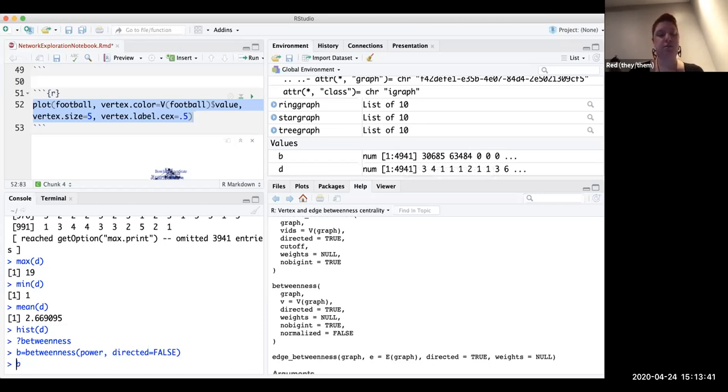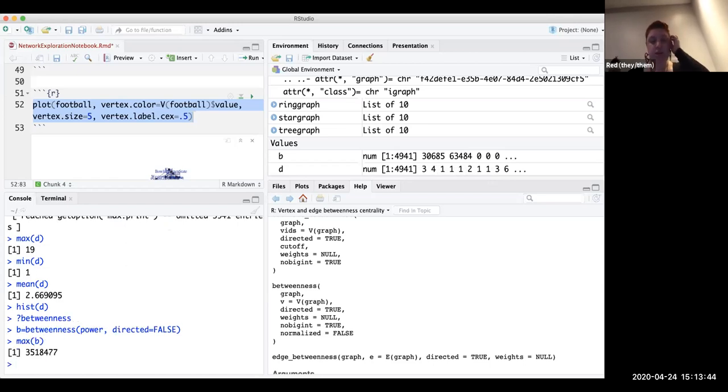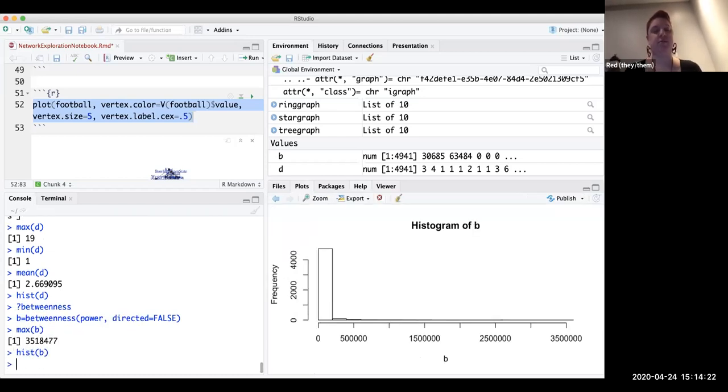In this particular one, the power network, we have 4,941 nodes. Now for betweenness, the maximum betweenness for our power network is really big: 3,518,477. We can also look at the distribution of our betweenness, which is also very right skewed. And generally for social networks, betweenness is going to be right skewed.